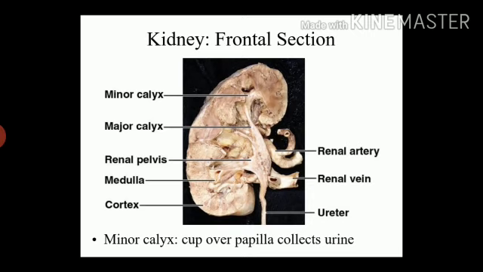In this picture you can also see the ureter, cortex, medulla, renal pelvis, and major as well as minor calyx. Here you can also see the renal arteries and renal veins. The renal arteries go inside the kidney, while the renal veins leave the kidney at the region of the hilum. Please note that the minor calyx is a cup shaped structure which cups over the papilla and collects urine.